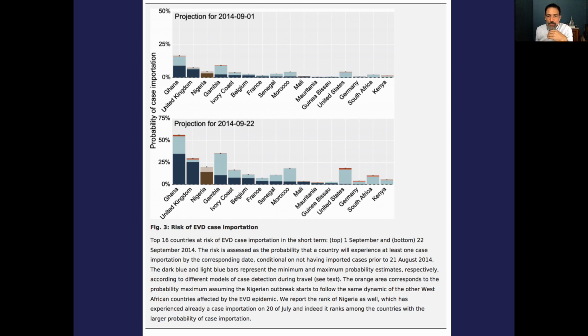But the graph here shows the top 16 countries and their predicted probabilities of importing a case during early September 2014 on the top, and late September on the bottom, as the outbreak was progressing. And within these weeks, they also modeled different approaches to case detection during travel, such as temperature checks at the airport prior to boarding flights or prior to entering countries. In both time periods, Ghana and the Gambia had the highest probability of an imported case, but countries outside the region also had high probabilities, such as the UK and the US.